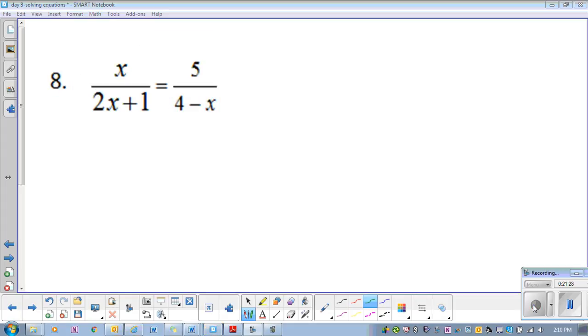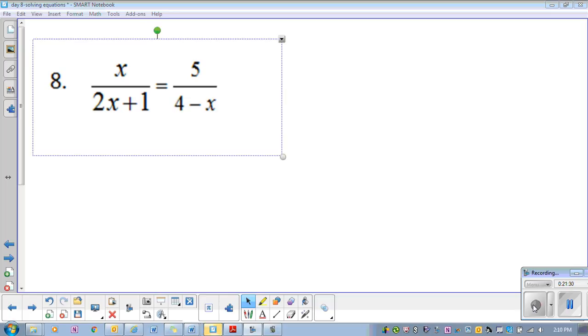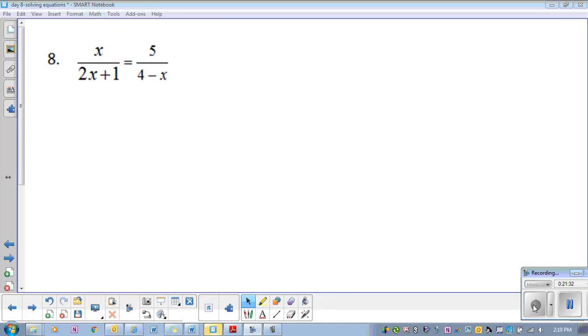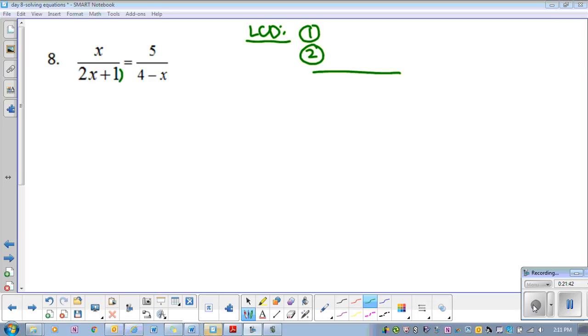All right, so this one. Okay, this one looks a little funny because it says 4 minus x, but that's okay. Let's find the LCD, because clearly those two denominators are not the same. They're connected by a plus and a minus, so I know that they get parentheses around them. First fraction, I have 2x plus 1. Second fraction, I have 4 minus x.